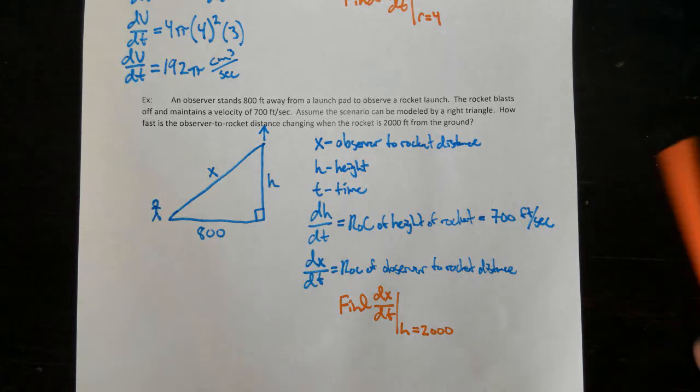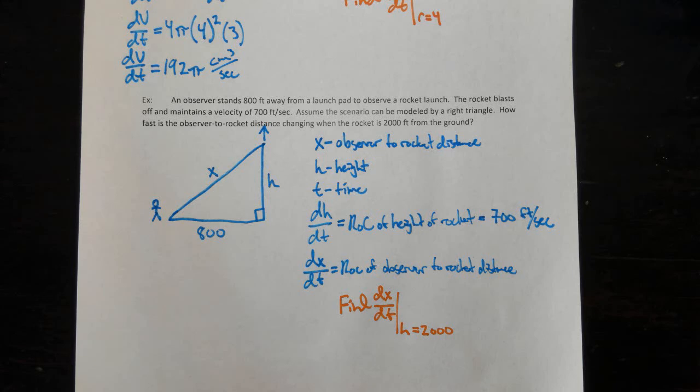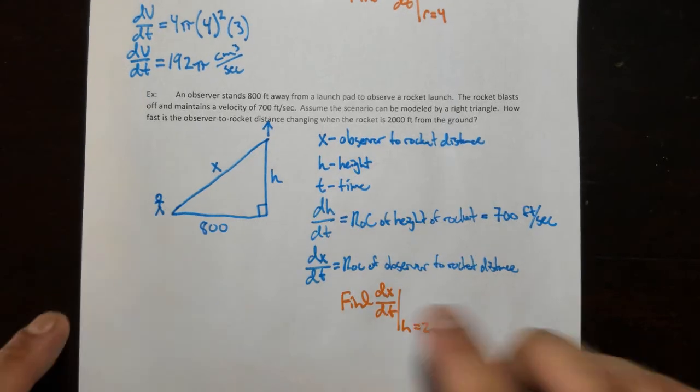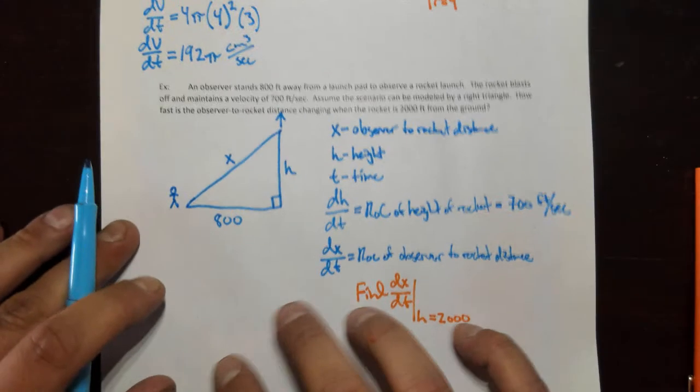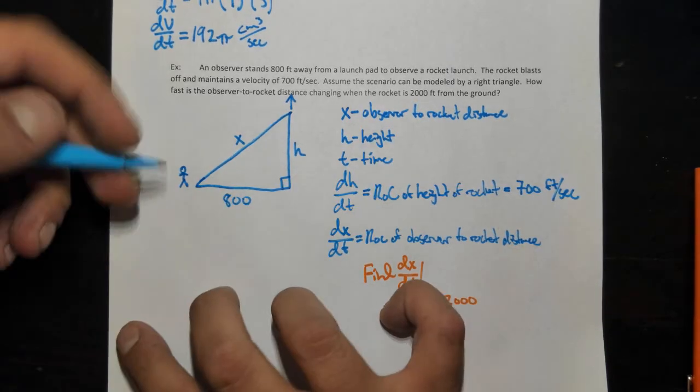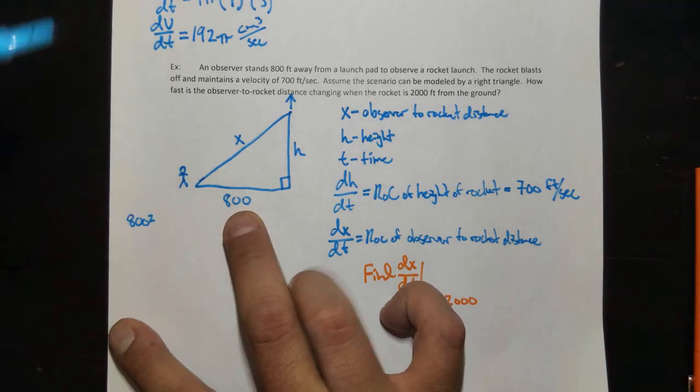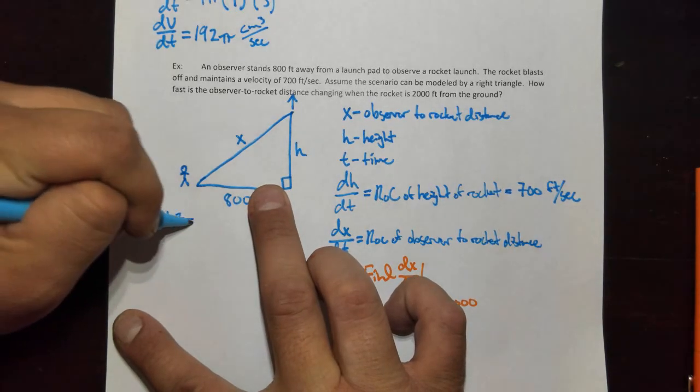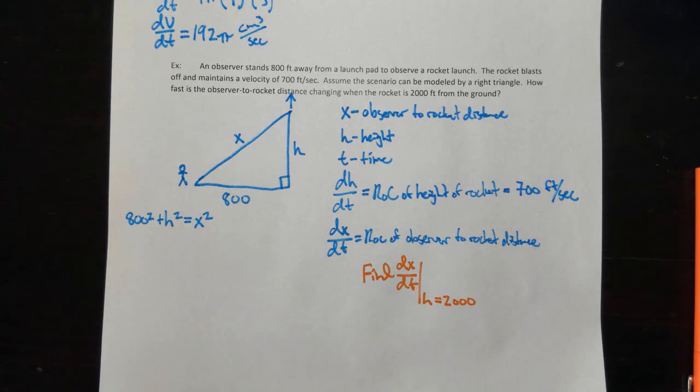Okay. So now we want to create an equation that relates all of our variables, our x and our h. Well, we're dealing with a right triangle. So what equation do we use when we are dealing with right triangles and the side lengths of right triangles? You may have guessed it, Pythagorean theorem, where it states a squared plus b squared equals c squared, where c is the hypotenuse. So I can write it in terms of 800, h, and x. So I can say 800 squared plus h squared is equal to x squared.